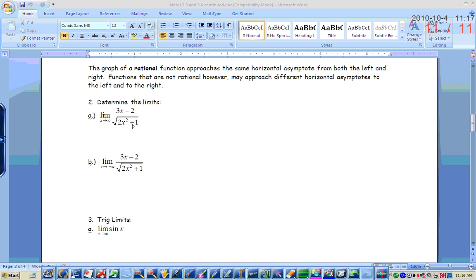Okay, so determine the limits. Is this as x approaches positive infinity? Yeah, okay. What's the degree of the top? 1. What's the degree of the bottom? Well, your highest exponent is x squared, but you're taking the square root of it. So the degree of the bottom is also 1. So the degree of the top and the degree of the bottom are both 1, so therefore the limit should be the ratio of leading coefficients, which would be what? 3 over root 2. Very good. Okay, because that 2 is under a square root.